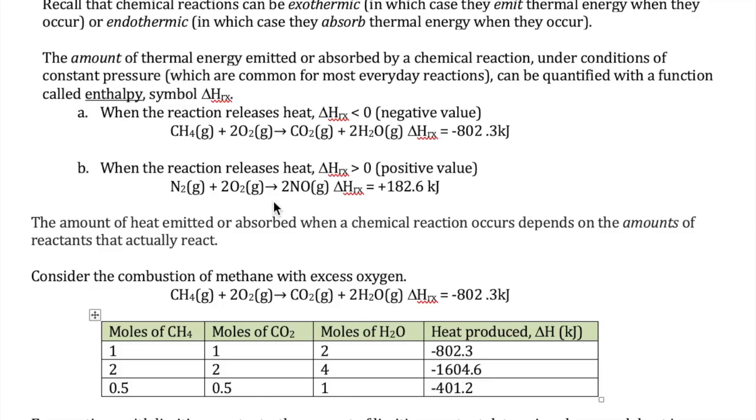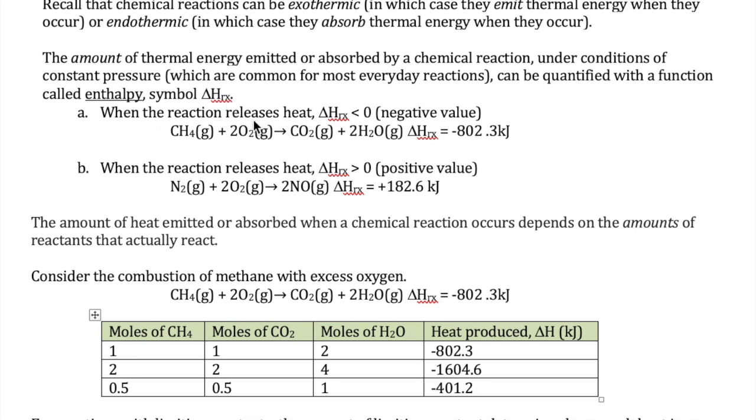Hi everyone. We're going to wrap up chapter 8 with a discussion about energy that accompanies chemical reactions. If you remember, we had discussed that chemical reactions can either release or absorb heat, and when they release heat, we call them exothermic reactions, and when they absorb heat, we call them endothermic reactions. The way we measure the amount of heat that a chemical reaction absorbs or releases is using a term called enthalpy, which has the symbol delta H of reaction.